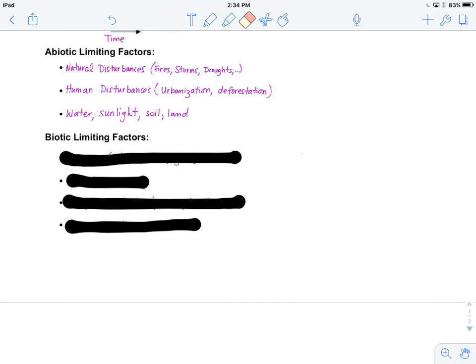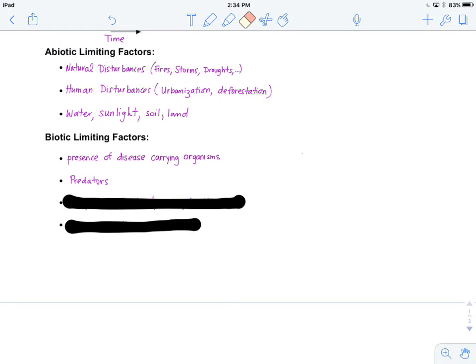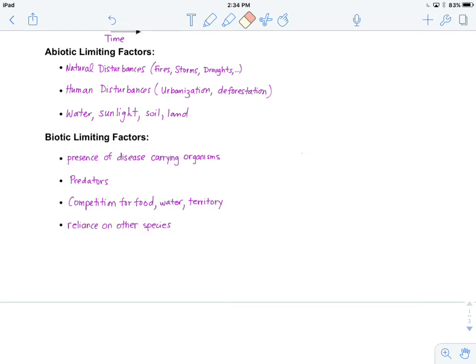Here are some things that are living that limit population growth. The presence of disease carrying organisms. Okay, so the amount of bacteria, how many sick organisms are in the area. Predators, right? If there's more predators in an area, then the population of the prey is going to be limited. Some things like competition for food, water, and territory amongst the species and within a species. And last but not least, reliance on other species.